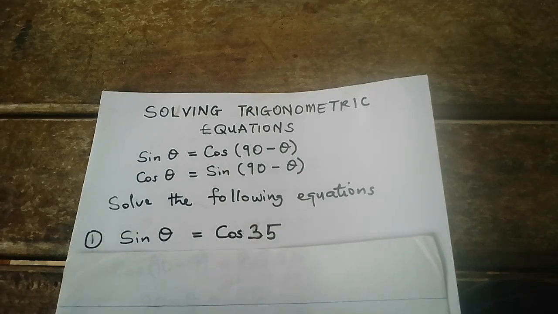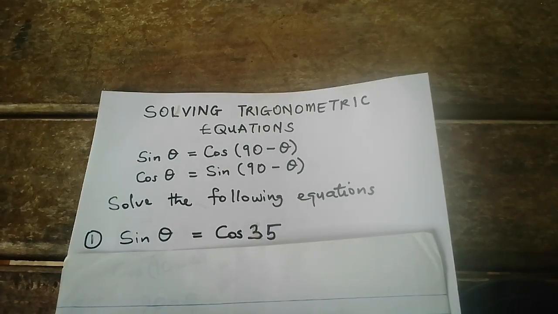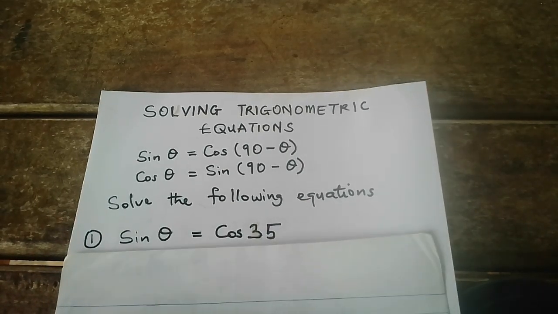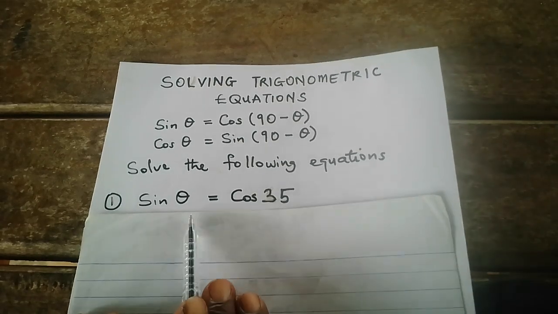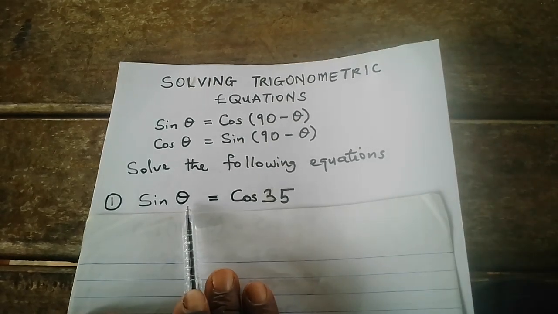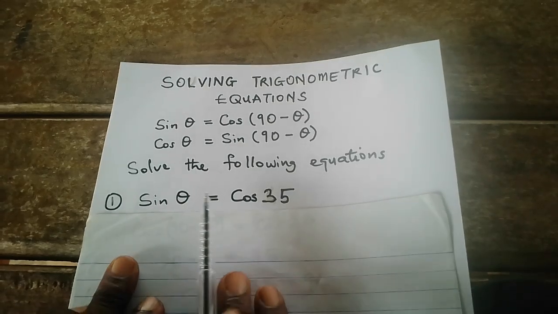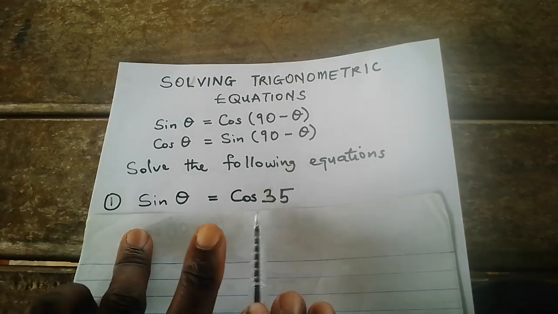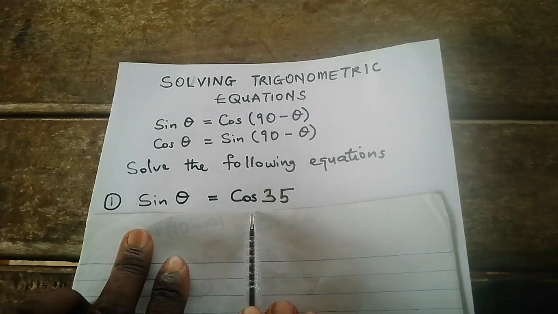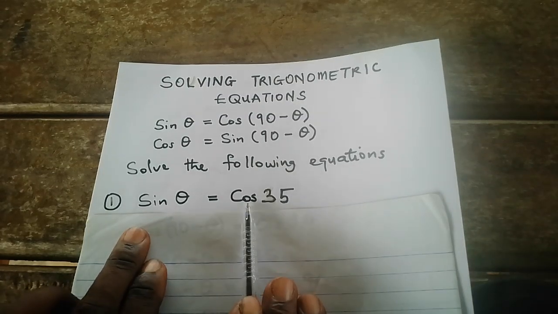Now let's solve this question. Solve the following equations: sine theta is equal to cos 35. So you are told to look for theta. Now look at this. You realize that on the left hand side you have sine, and on the right hand side you have cos. So before they can work together, both of them should be the same.